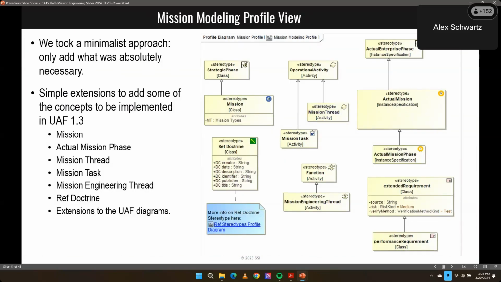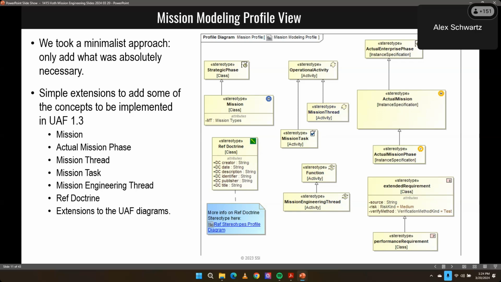All right, so to get to the brass tacks, these were the only changes that we actually had to make in terms of the profile to support mission engineering. And again, it goes to the point of why use UAF? Because you get all this out of the box. You don't have to take SysML, whack it with a hammer, and create your own personal domain-specific language. You can just use it as is for the most part.